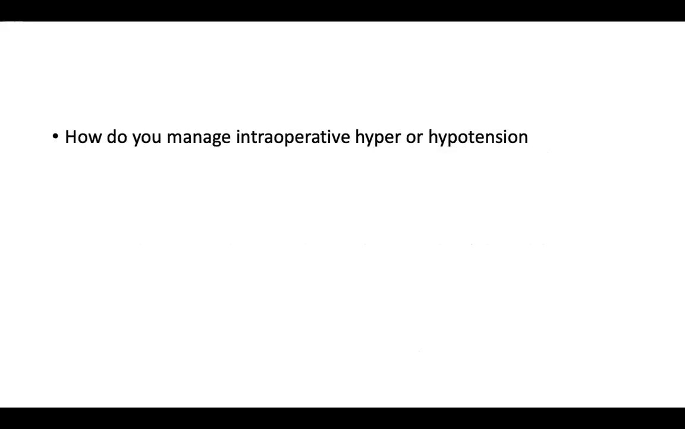How do you manage intraoperative hypotension or hypertension? That also depends upon the cause. If it is hypertension due to light plane of anesthesia, you have to deepen, and for hypotension due to bleeding, you have to start giving fluids or blood as required.